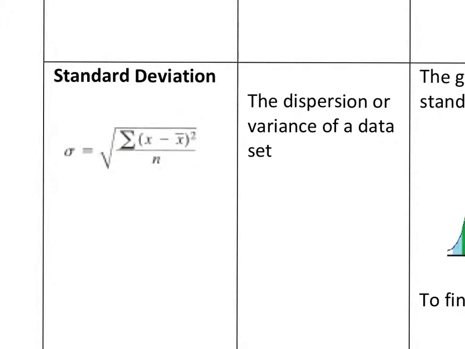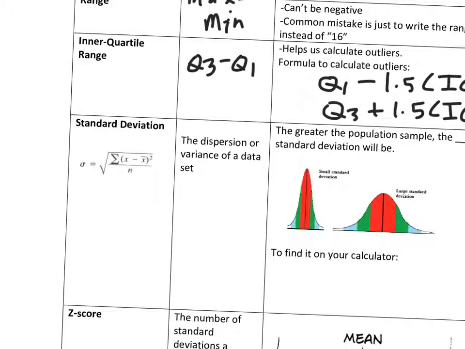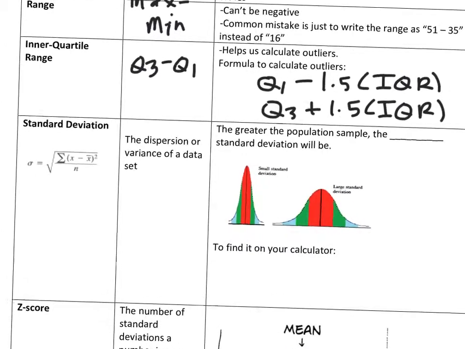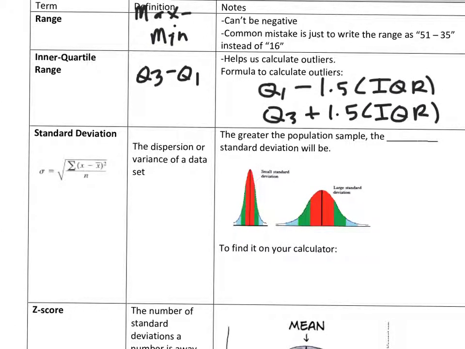But the standard deviation is the dispersion or variance of a data set. How varied it is. So the greater the population sample, the lower the standard deviation will be. The more people you ask or sample about something, the closer you're going to get to the actual true value of the answer.